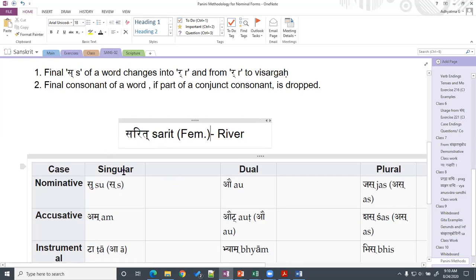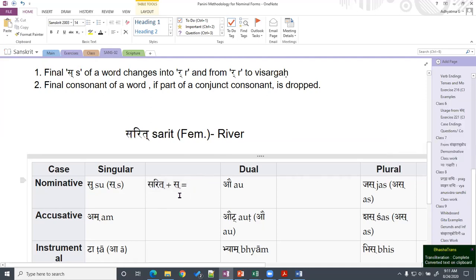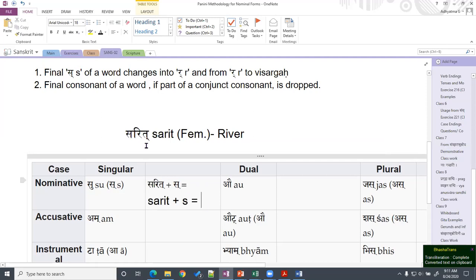So we'll see how it applies here. The first one would be sarit plus sakara from here. And here you can see the definition which I was talking about: the final consonant of a word, if part of a conjunct consonant, is dropped.